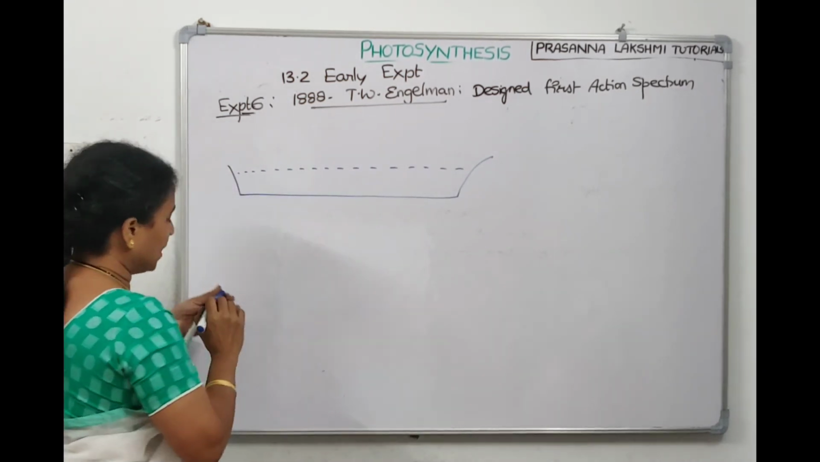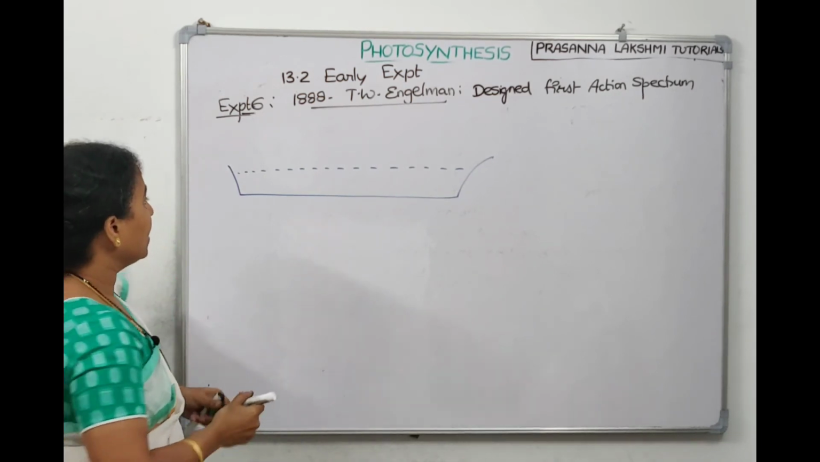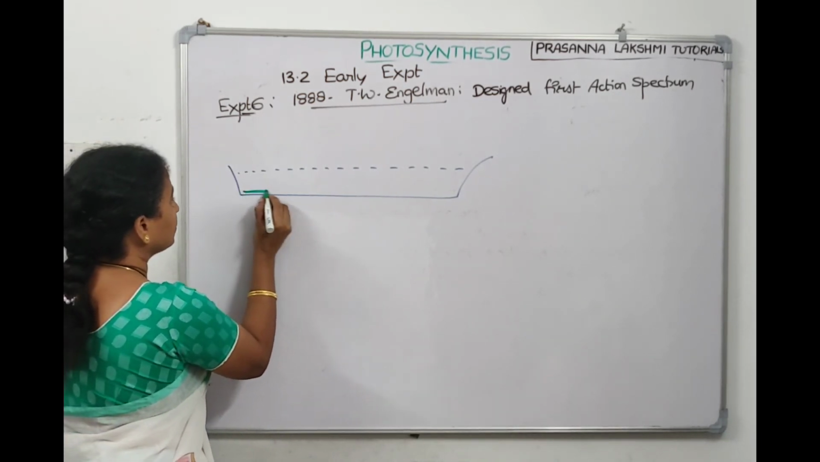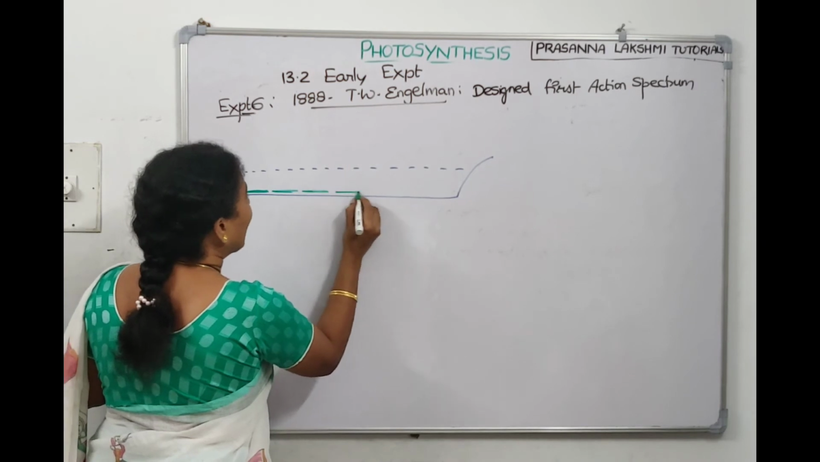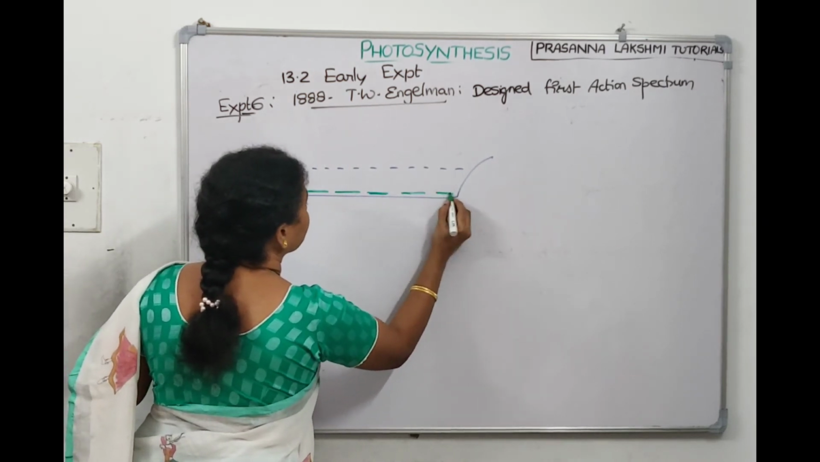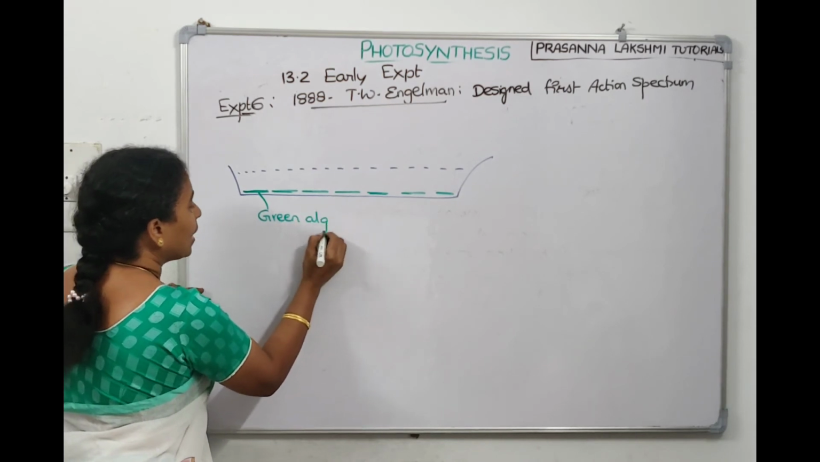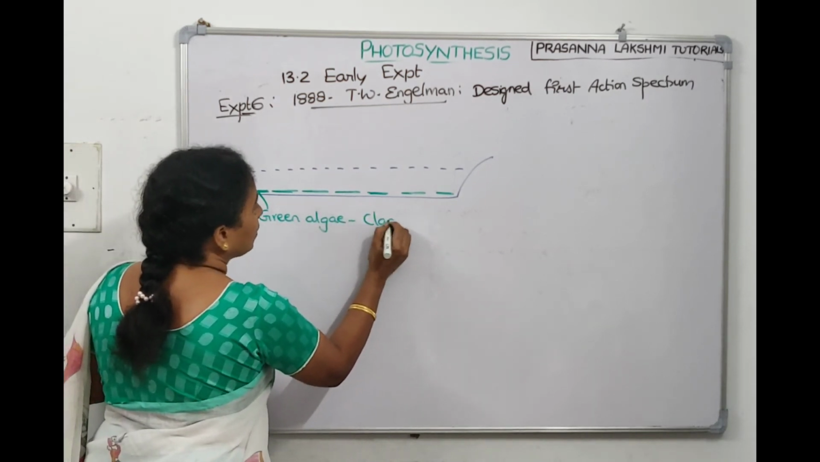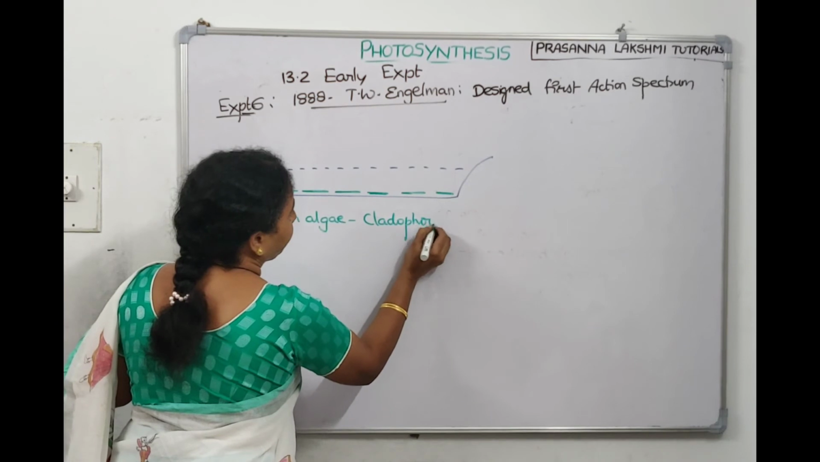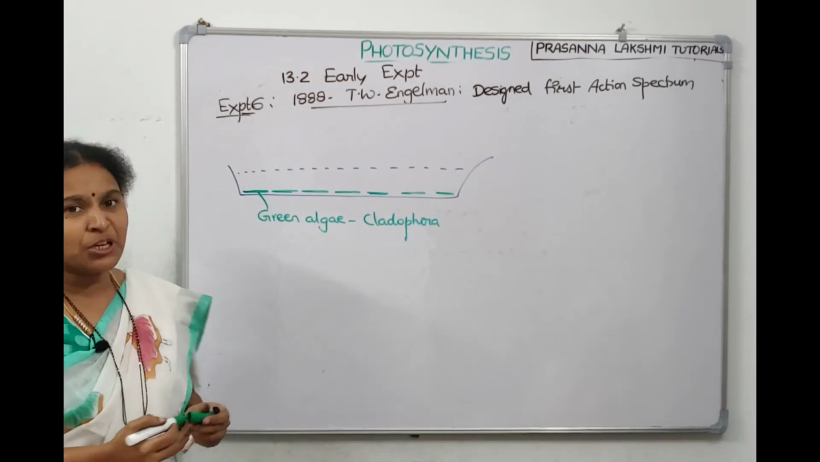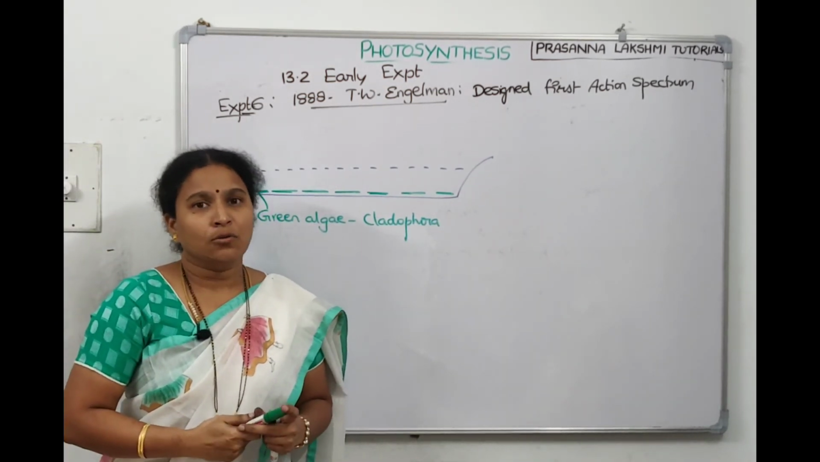Right? He has taken a green algae in the water body. Cladophora. So what is this? A green algae which is called Cladophora. And he subjected the green algae to the white light.